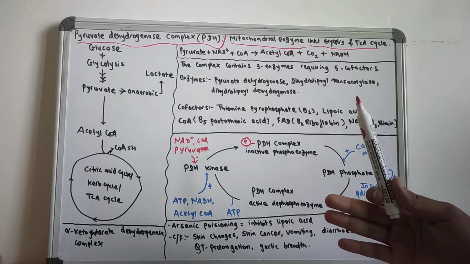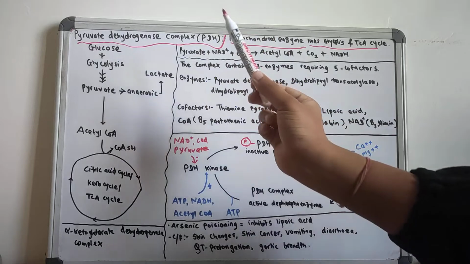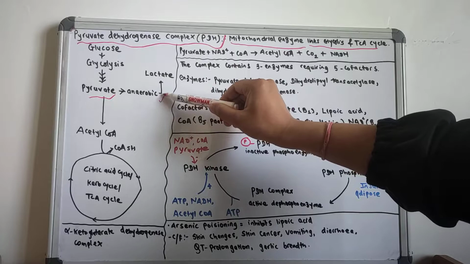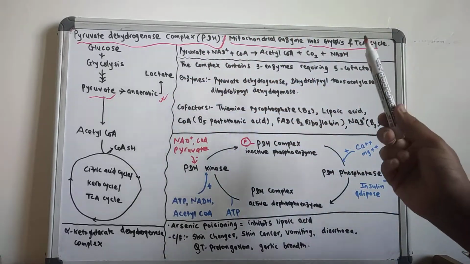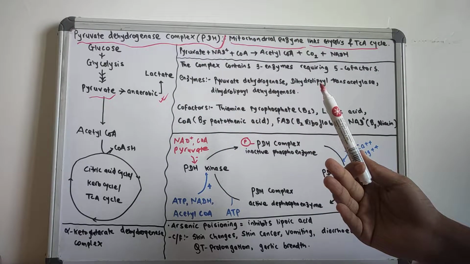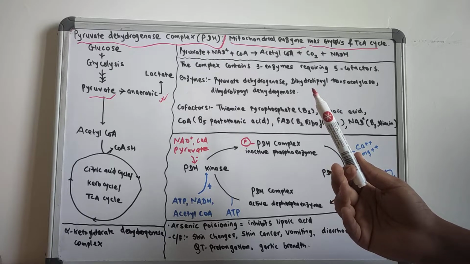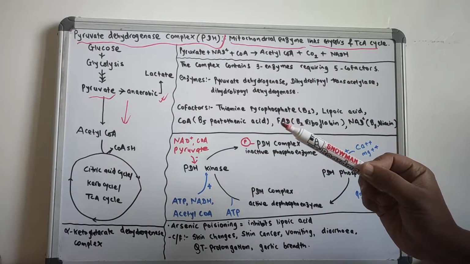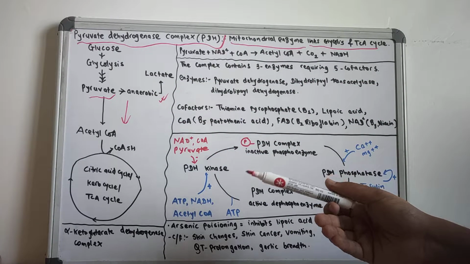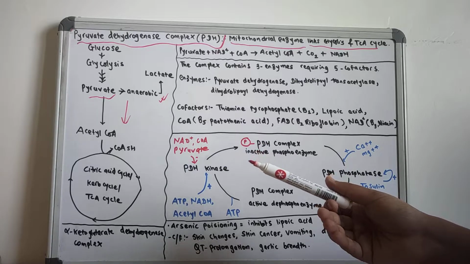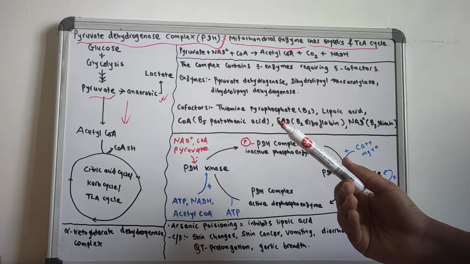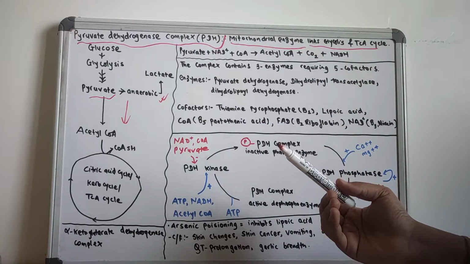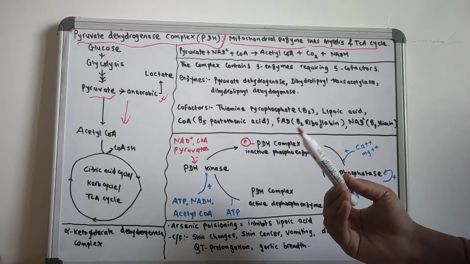So here what happens, from the glucose after the glycolysis, pyruvate is obtained, and from the pyruvate, if there is anaerobic metabolism, lactate is produced. So pyruvate is converted to acetyl coenzyme A by the oxidative decarboxylation, and this is an irreversible enzyme. So this is catalyzed by the multi-enzyme complex that is known as the pyruvate dehydrogenase complex, which is only found in the mitochondria. And the high activities of pyruvate dehydrogenase complex is found in the cardiac muscles and kidney.